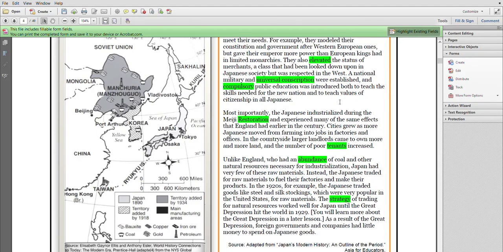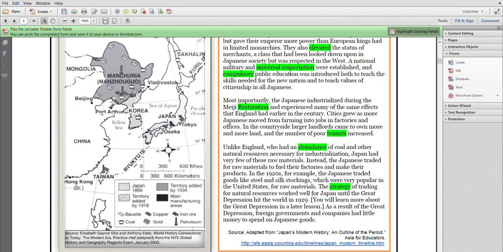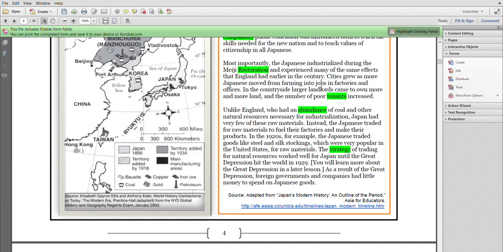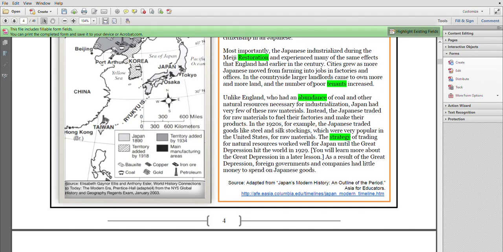They also elevated the status of merchants, a class that had been looked down upon in Japanese society but was respected in the West. A national military and universal conscription were established, and compulsory public education was introduced both to teach the skills needed for the new nation and to teach values of citizenship in all Japanese. Most importantly, the Japanese industrialized during the Meiji Restoration and experienced many of the same effects that England had earlier in the century. Cities grew as more Japanese moved from farming into jobs in factories and offices.